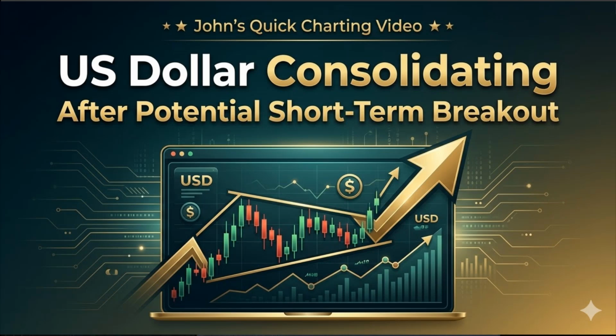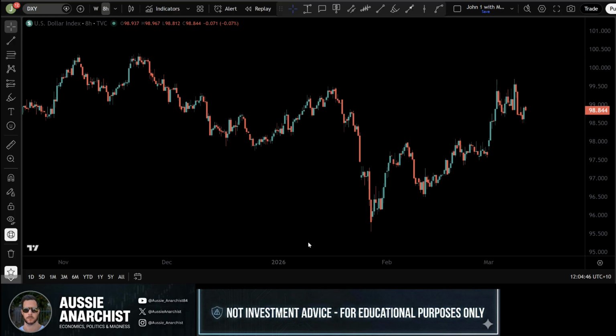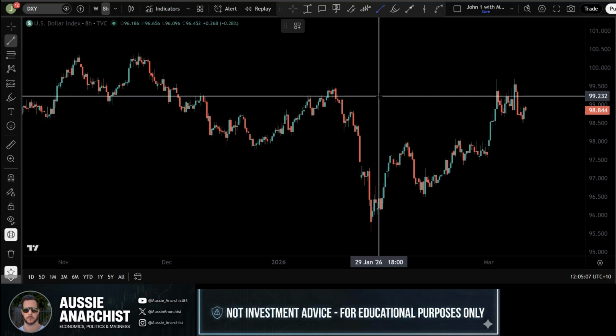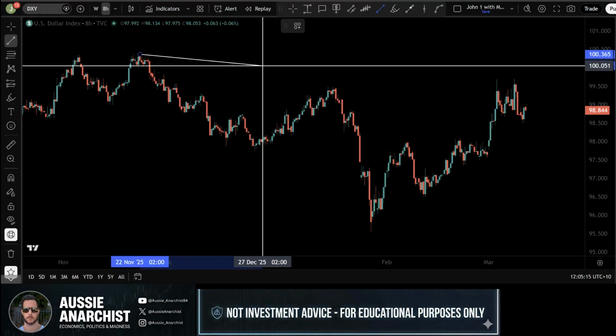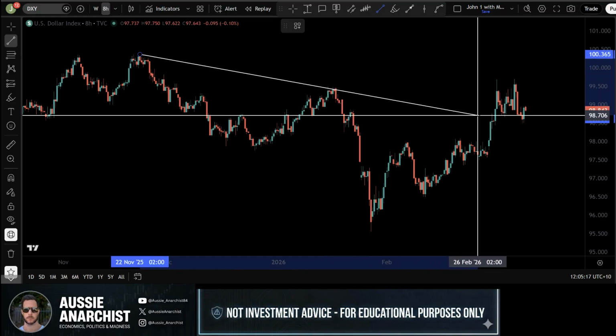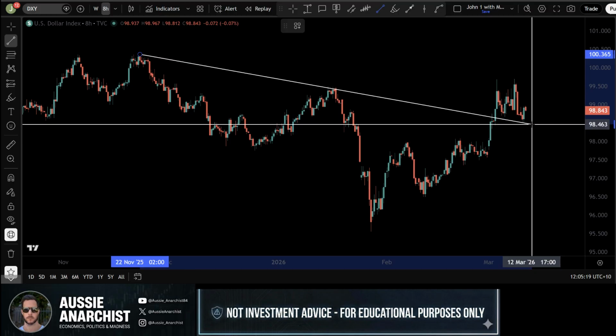I wanted to talk again about the US dollar and take a look at the chart. I know this isn't a popular point of view at the moment, but I think the US dollar, we're looking at an 8 hourly chart here, so a little bit more of a short term time frame, is in the process of consolidating after completing a bullish reversal pattern, a bottoming pattern, a broadening falling wedge.